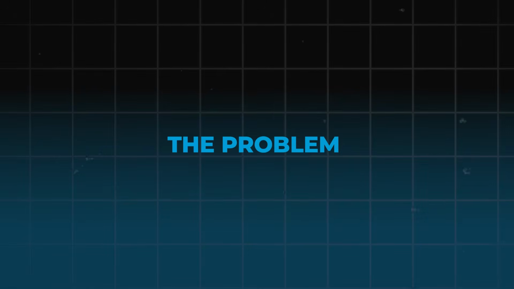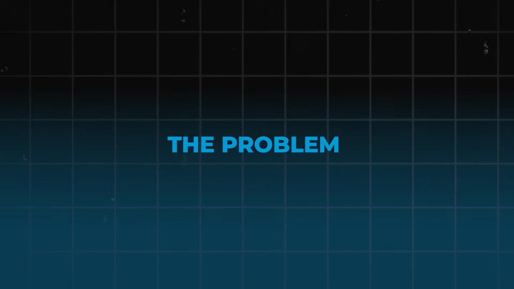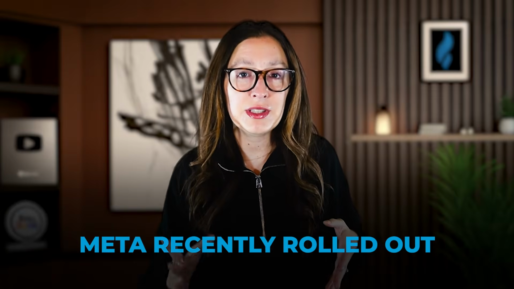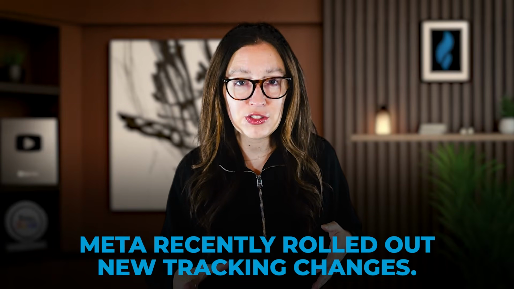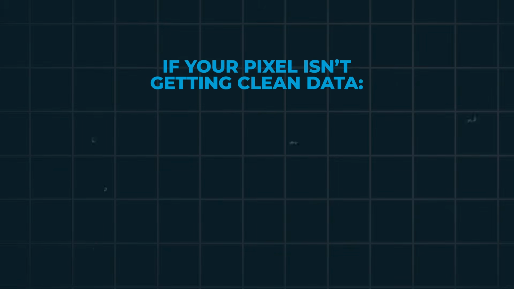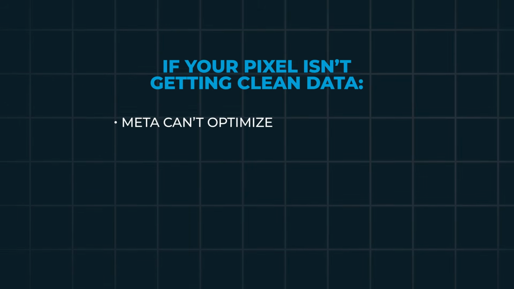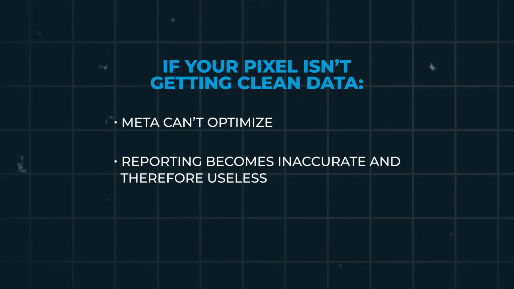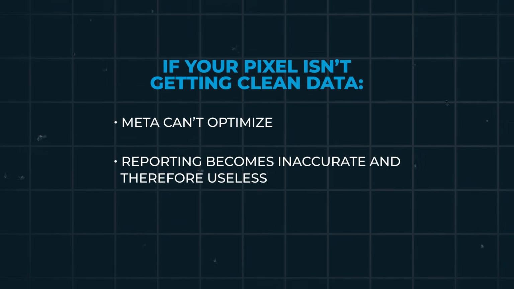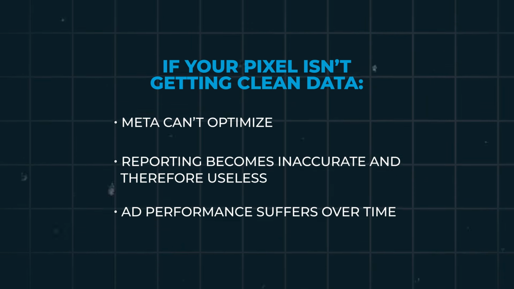So let's start with the problem. Here's what happened in simple terms. Meta, or Facebook, recently rolled out new tracking changes, and during that rollout, many domains that were previously approved for tracking were silently disconnected. So even though your ads are still running, your pixel may not be receiving clean data from your website anymore. And if your pixel is not getting clean data, Meta can't optimize, reporting becomes inaccurate and therefore useless, and ad performance suffers over time.